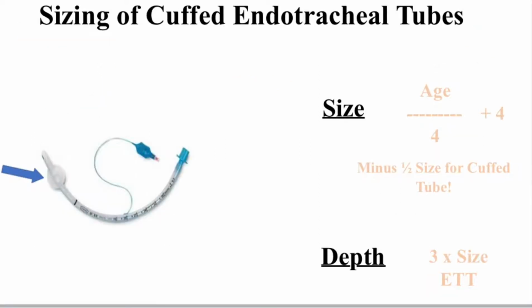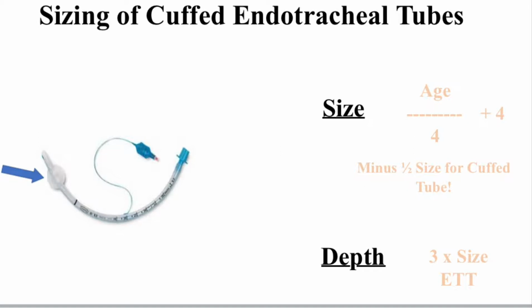Sizing of cuffed endotracheal tubes. A quick formula to size an endotracheal tube is as follows. For an uncuffed tube, we generally consider age divided by four, plus 4. We go down by half a size for a cuffed endotracheal tube. For example, for an uncuffed tube, an 8-year-old boy would have a size 6 endotracheal tube. For a cuffed tube, it would be 5.5.